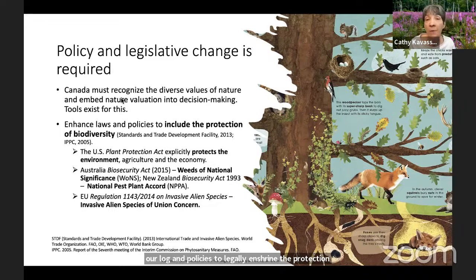At the minimum, this could be done by updating the Plant Protection Act to explicitly protect the environment, as is the case with the US Plant Protection Act. But better still would be a Biosecurity Act or an explicit invasive species regulation like those that have been adopted in New Zealand, Australia, or the European Union. Under the new European Union legislation, for instance, there can be invasive alien species of union concern across all member countries. And I should note, those EU countries are also parties to the IPPC, the CBD, and the SPS agreement. So there are working models for change.